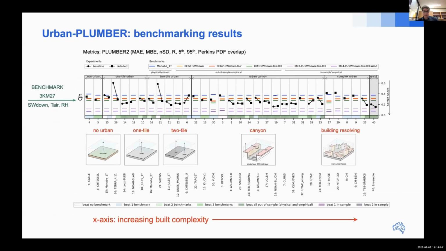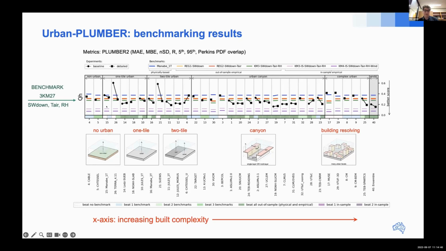This is the sort of PLUMBER-style plots, although it's obviously a little bit different, where we compare model results against the different benchmarks. What I've done here along the x-axis, where we have the models, is generally have an increasing level of complexity from left to right. So we have non-urban models with no urban representation, 1-tile, 2-tile, urban canyon models, and then quite complex building-resolving models on the far right, and some ensemble mean time series on the very far right.